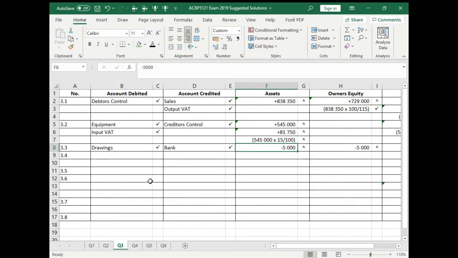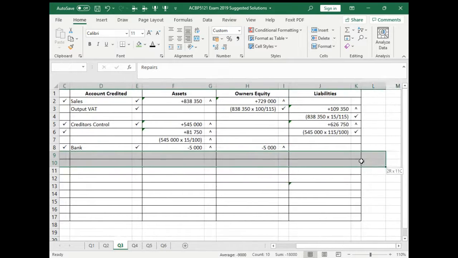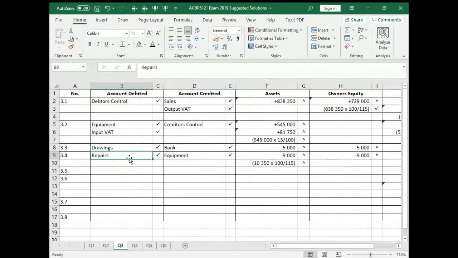Okay, then 3.4. We purchased the furniture for staff recreation. Okay, and we pay for it by check. Now in this instance, we will debit. Oh, sorry, 3.4 is the repairs. Sorry, I skipped over that.